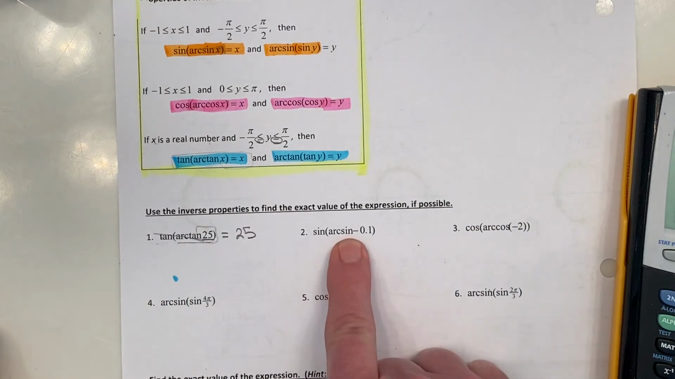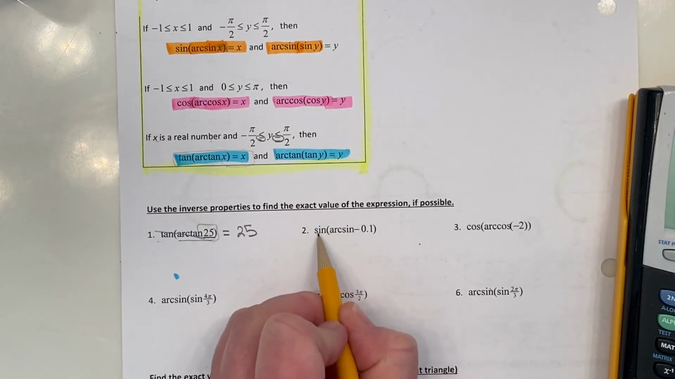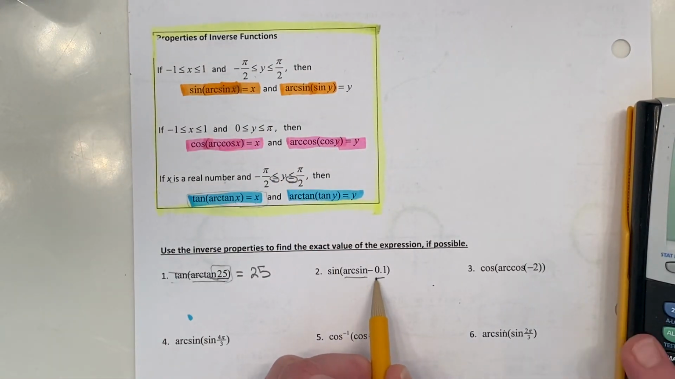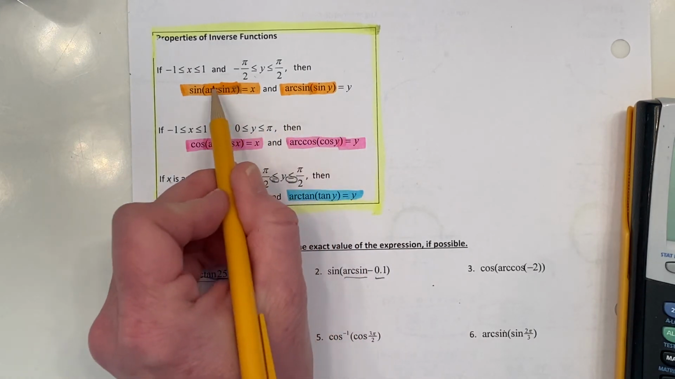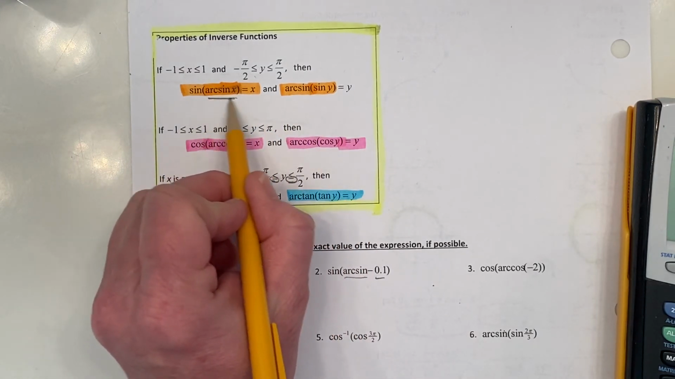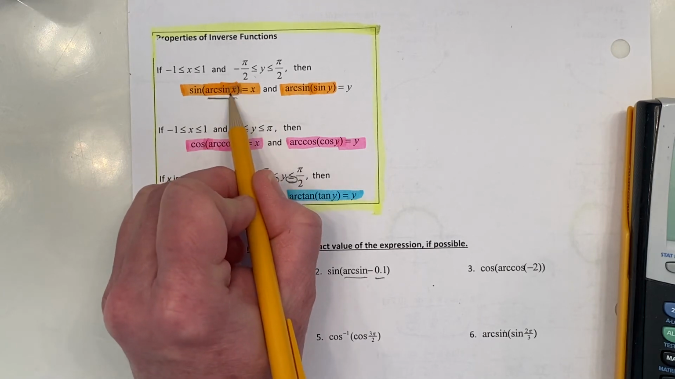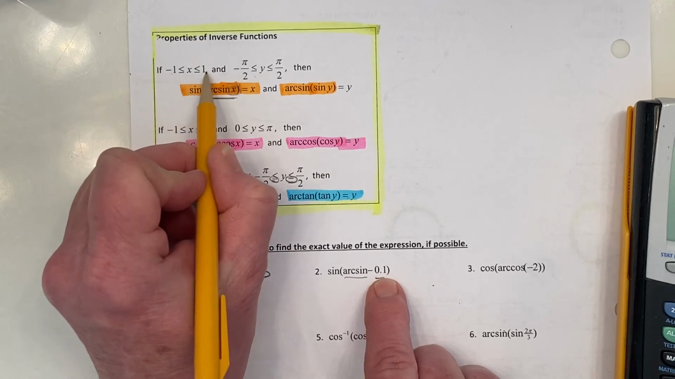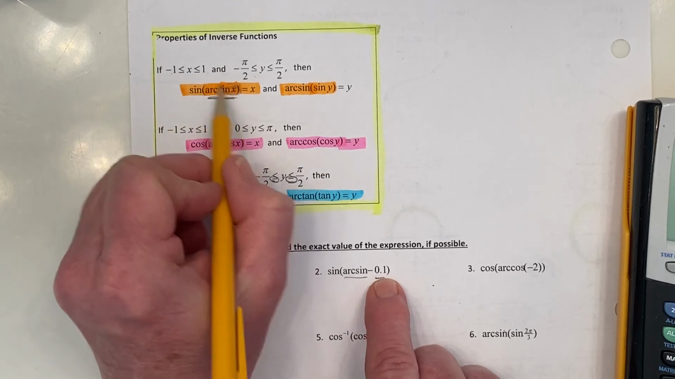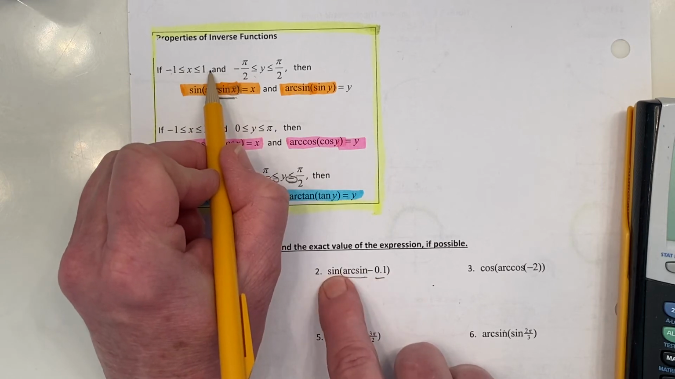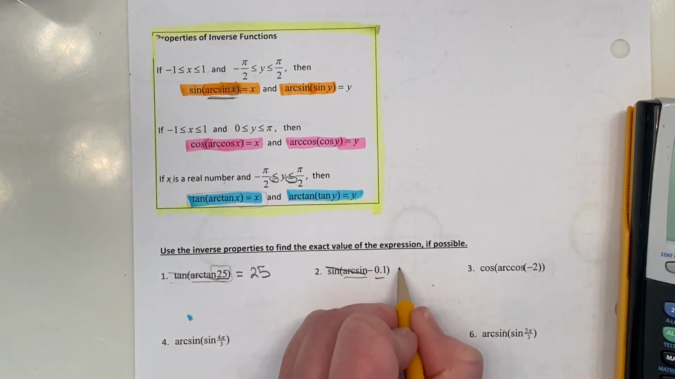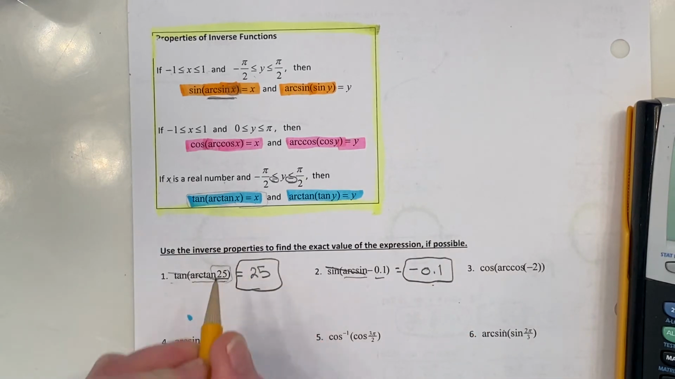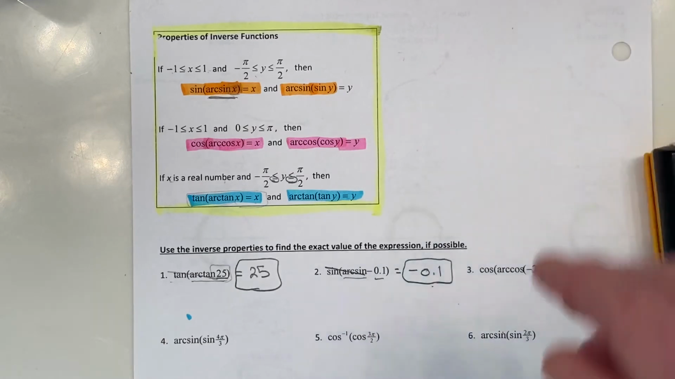Okay, let's look at number 2. So I'm dealing with the arc sine situation, so that'd be this property. So arc sine of -0.1. All right, so I'm coming up here. I have 2 to choose from. Arc sine's in the middle. It's the inside function. Okay, I want to focus on my x. So is -0.1 a number between -1 and 1? Yes, it is. If x is a number between -1 and 1, and I go back and take the sine, these two will undo each other. My answer is -0.1. Okay, you can check that on the calculator and you should get that answer.